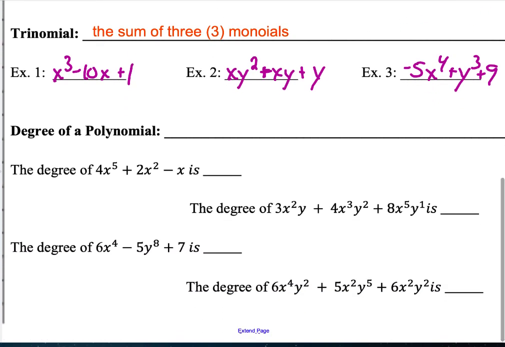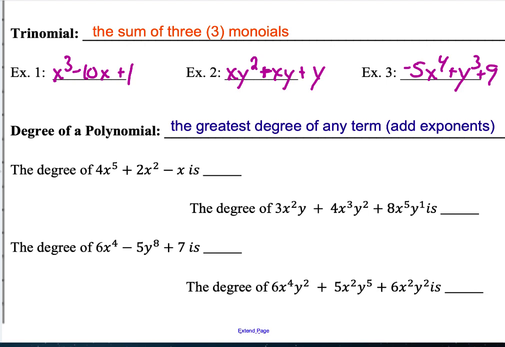All right, so now we're going to look at how to describe polynomials. So the degree of a polynomial is the greatest degree of any term, so of any one piece. And remember from up above, when we find the degree of a particular term, a particular monomial, we're just adding the exponents of the variables. Remember, we don't add any exponents of the constants or coefficients. So here, I have an exponent of 5, an exponent of 2, and an exponent of 1. The greatest is 5, so this one has a degree of 5.